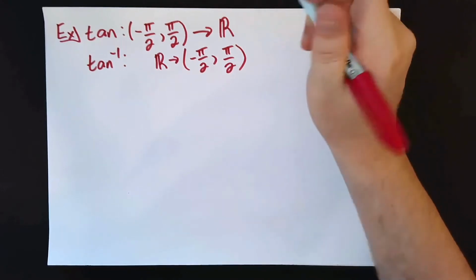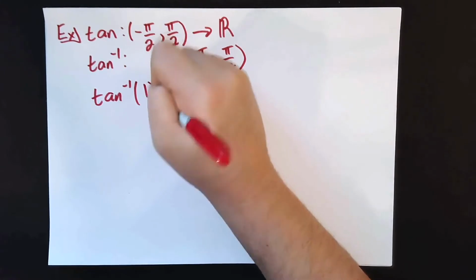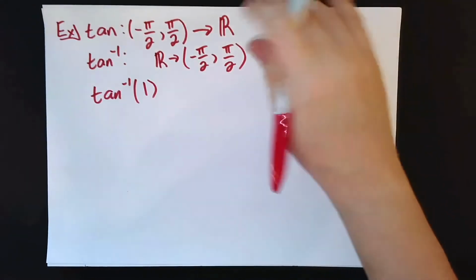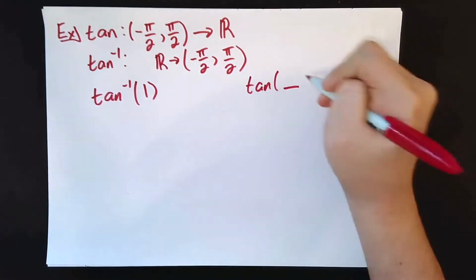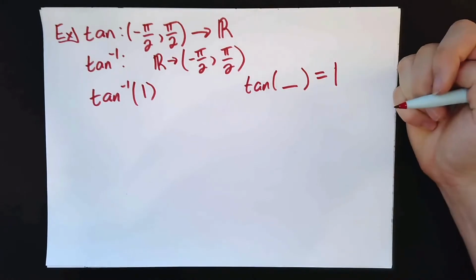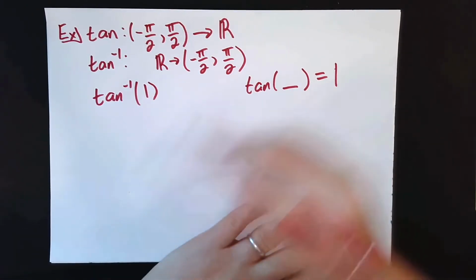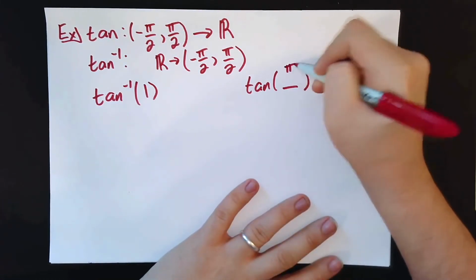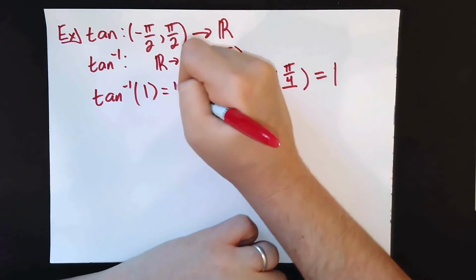And so if someone says, hey, what's the inverse tangent of 1? Then they're really asking, if I take the tangent of something and I get 1, what is it? You might have to think through your unit circle for a bit, but you'll eventually come up with the fact that the answer is pi over 4. And so the inverse tangent of 1 is pi over 4.